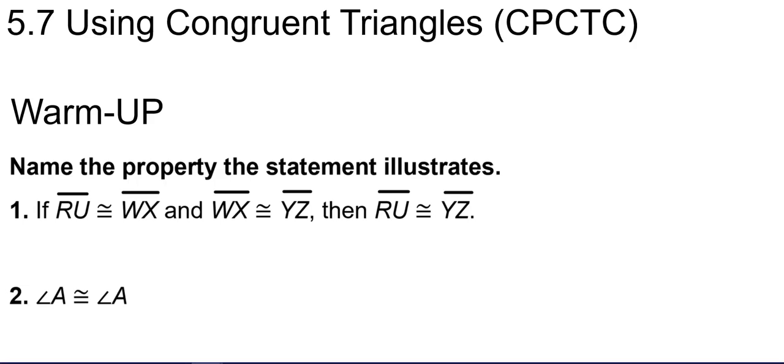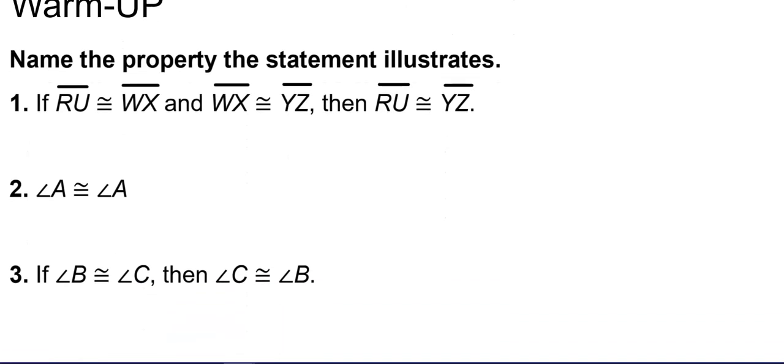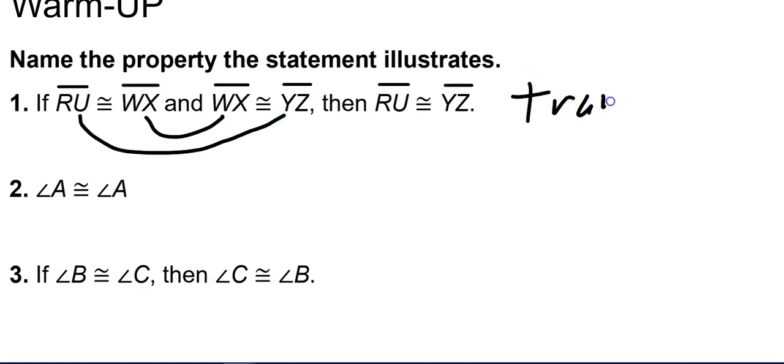Warm up. So some properties we've talked about before. If RU is congruent to WX, and WX is congruent to YZ, so these are the same, right? Then you can say these two are congruent also, and that's the transitive property. Remember, you give someone a cold, they give someone else a cold, you basically gave that other person a cold. Transitive, it transmitted, it moved along from one to the other.